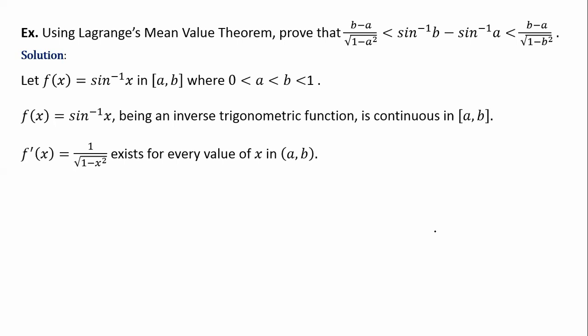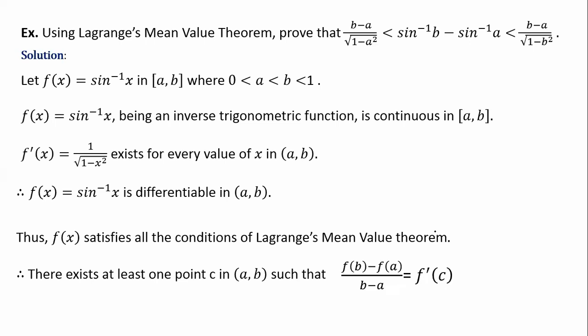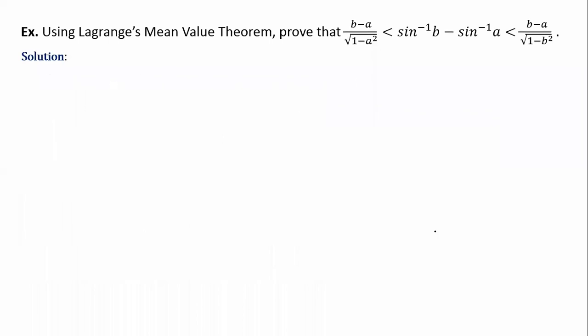Then f dash of x is 1 upon square root of 1 minus x square. So here, this holds for every value of x from a to b. Therefore f of x equals sine inverse of x is differentiable in the open interval a to b. Thus f of x satisfies all the conditions of Lagrange's mean value theorem. Hence there exists at least one point c in the open interval a to b such that (f of b minus f of a) upon (b minus a) is equal to f dash of c.